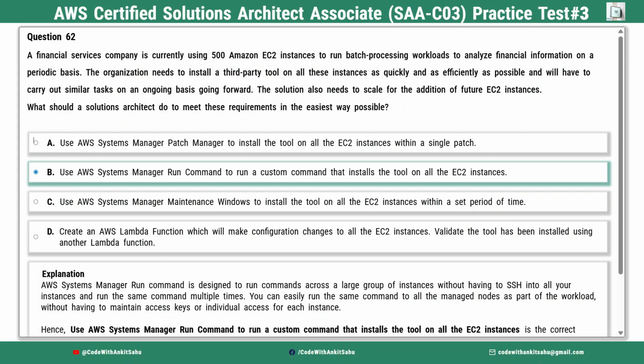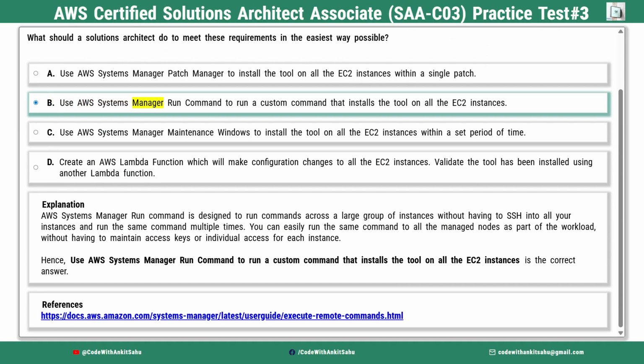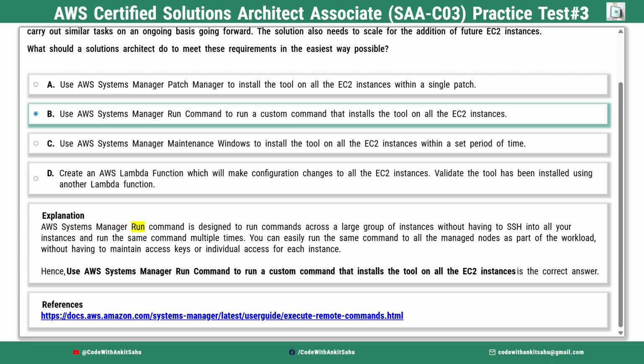Correct answer: Option B. Use AWS Systems Manager Run Command to run a custom command that installs the tool on all the EC2 instances. Explanation: AWS Systems Manager Run Command is designed to run commands across a large group of instances without having to SSH into all your instances and run the same command multiple times. You can easily run the same command to all the managed nodes as part of the workload, without having to maintain access keys or individual access for each instance. Hence, use AWS Systems Manager Run Command to run a custom command that installs the tool on all the EC2 instances is the correct answer. References.